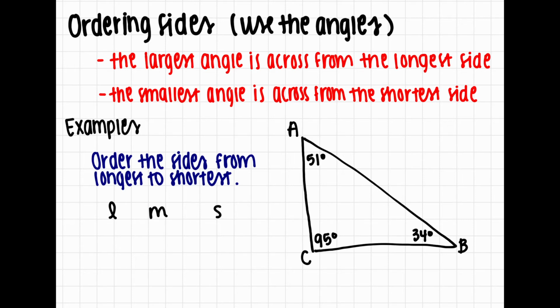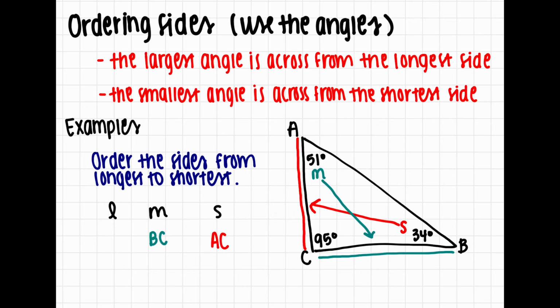In the example, I'm asking you to go from longest to shortest, which means we're going to start with the longest side, go to that middle or medium length side, and then end at the shortest or smallest side. So what I'm going to actually do is label my angles based on small, medium, and large. My smallest angle is 34 degrees, so that's here at angle B. I'm going to draw the arrow across, and that tells me that the smallest angle is across from the smallest side, and the smallest side here is going to be AC. Now I'm going to do the same thing with my middle angle, which happens to be 51 degrees. I'm going to draw that arrow across, and that tells me my middle or medium side is BC or CB.